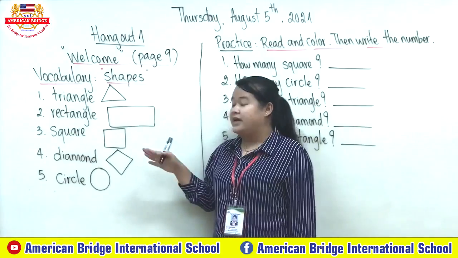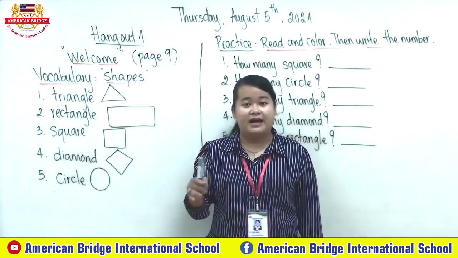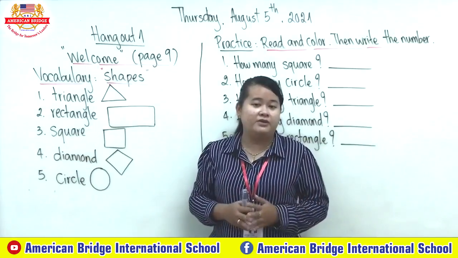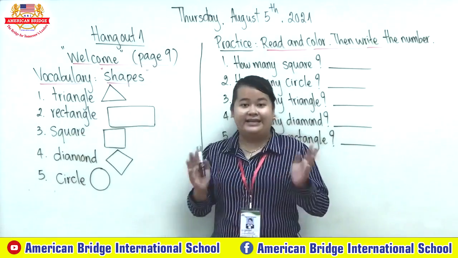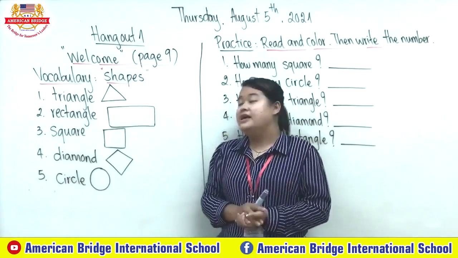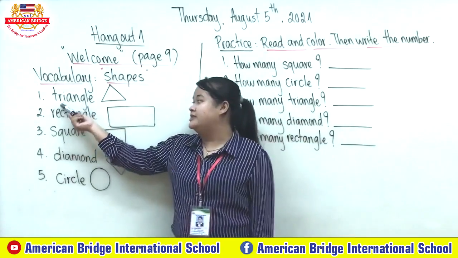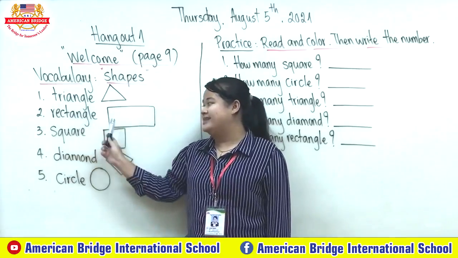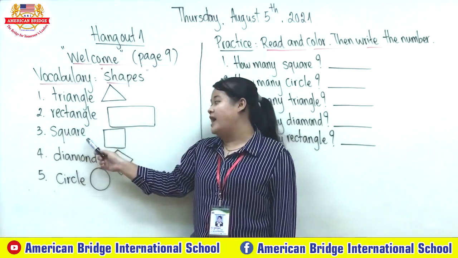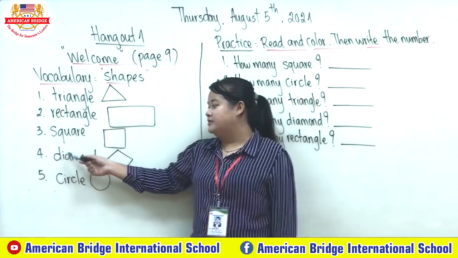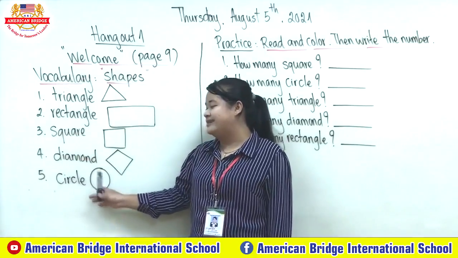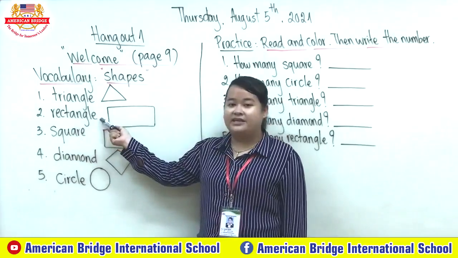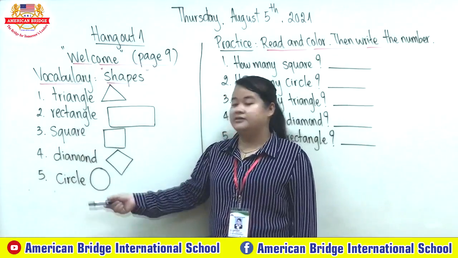Today, teacher has vocabulary for you about shapes. As you know, there are many shapes, but in our textbook today, teacher has 5 words related to shape that you need to know. Let's look at the first one. Number 1 is triangle. The second one is rectangle. The third one is square. Number 4 is diamond. And the last one, number 5, is circle. Now let's repeat after teacher: triangle, rectangle, square, diamond, circle.